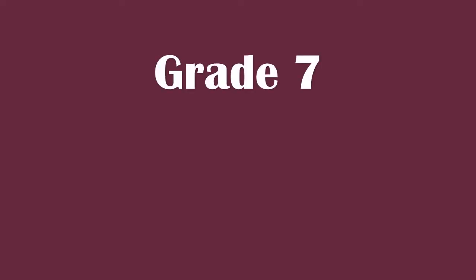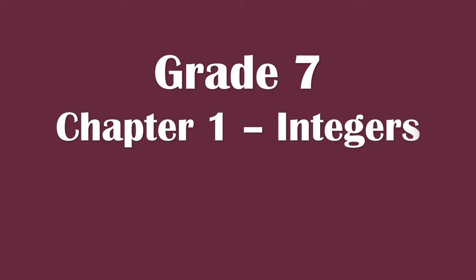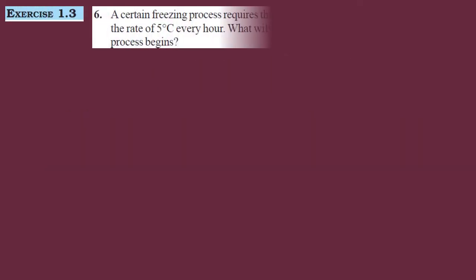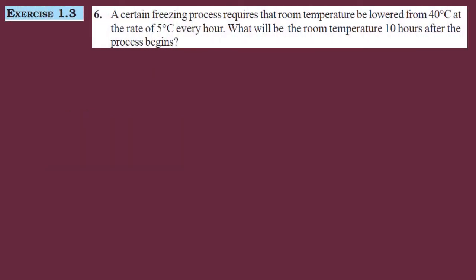Now the second part of exercise 1.3 of chapter 1 integers, questions 6 to 9. Question number 6. A certain freezing process requires that room temperature be lowered from 40 degrees Celsius at the rate of 5 degrees Celsius every hour. What will be the room temperature 10 hours after the process begins?